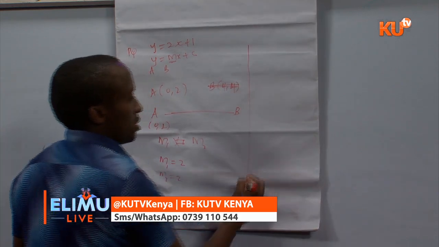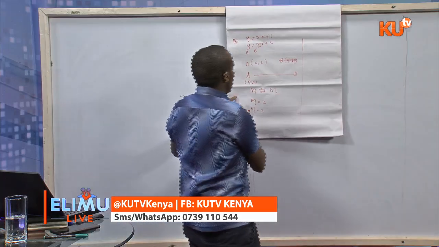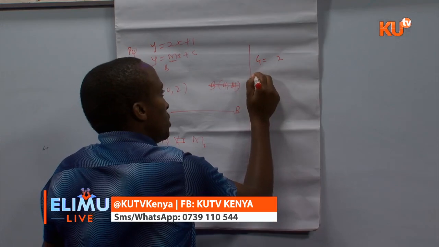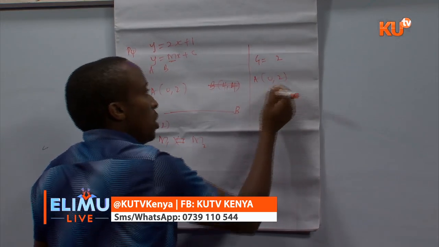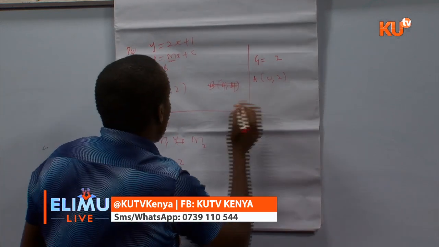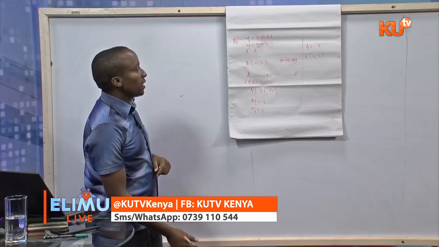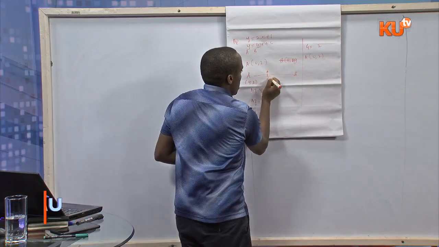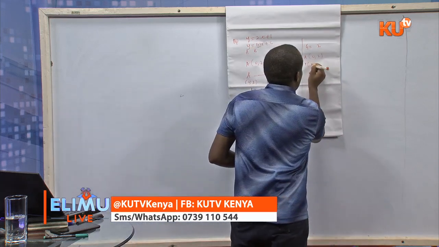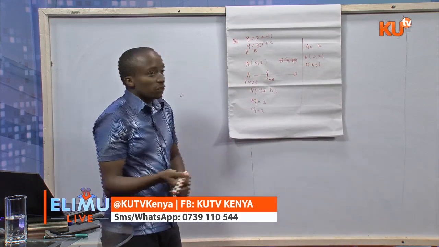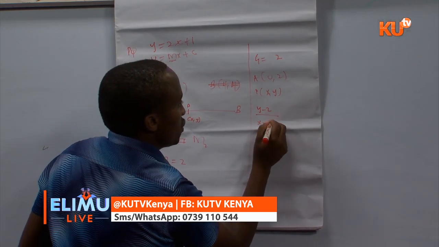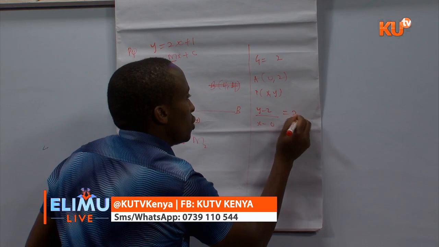Allow me to use this space. So it will be like this. Having known the gradient is equal to 2, and the point A given is 0, 2, we can know the equation of that line. To do so, we mark any point P with unknown coordinates x, y on that line. The equation of a line is the change of y over change of x equal to the gradient. So y minus 2 divided by x minus 0 is equal to our gradient, which is 2.